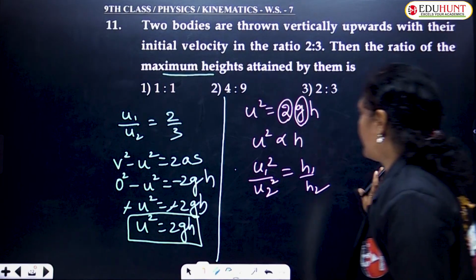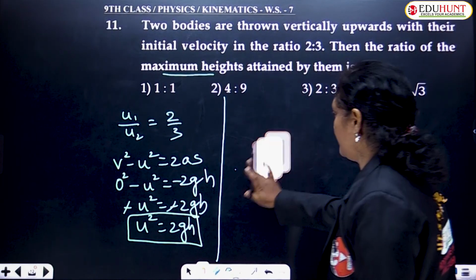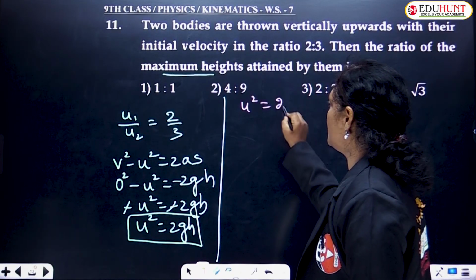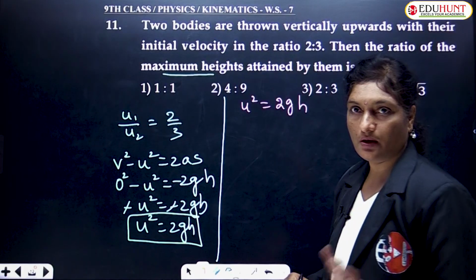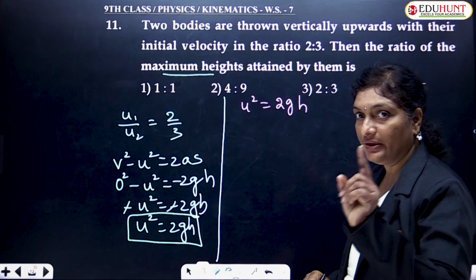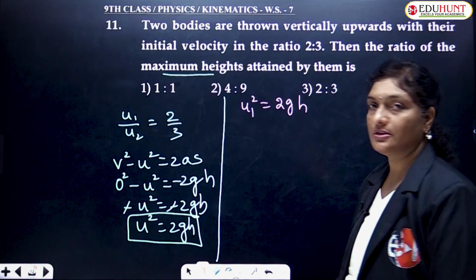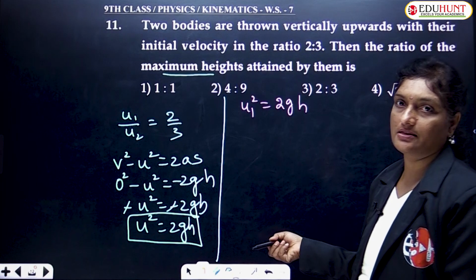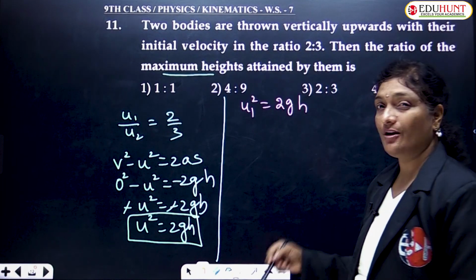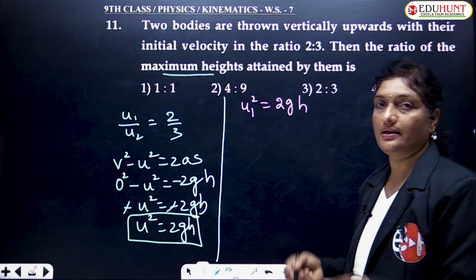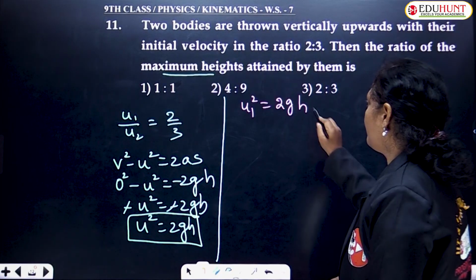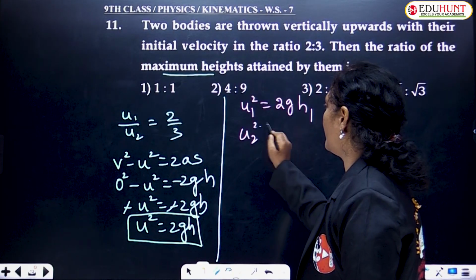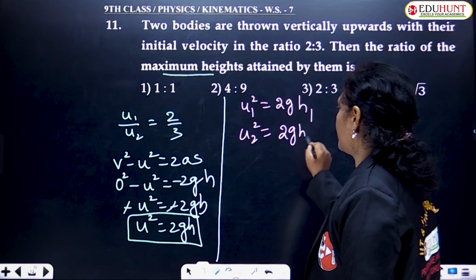Suppose if you don't understand this, I can explain you in a better way to get the same relation. So what we have got is u square is equals to 2gh. First condition, only for the first body, velocity was taken as u1. 2 is constant. First case also 2 will be there, second case also 2 will be there. Don't change. Gravity, value of g is constant. There also 9.8, here also 9.8. For the first body, height is taken as h1. Second body, u2 square is equals to 2gh2.